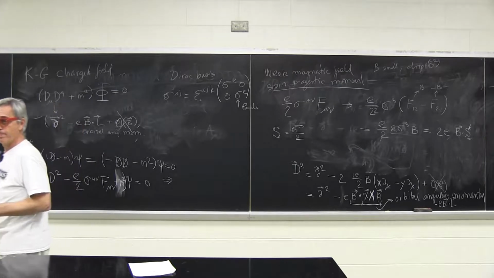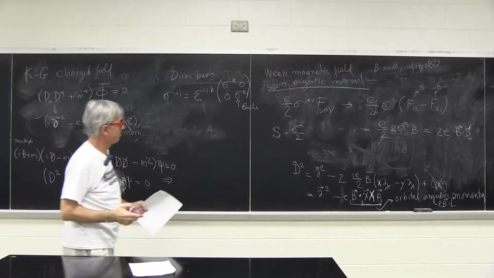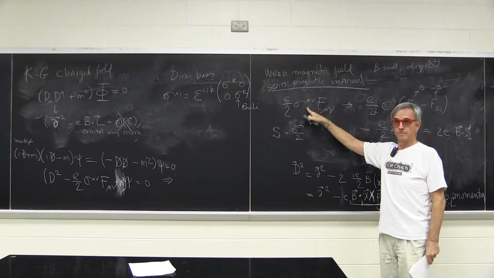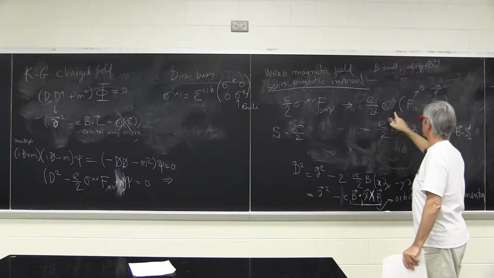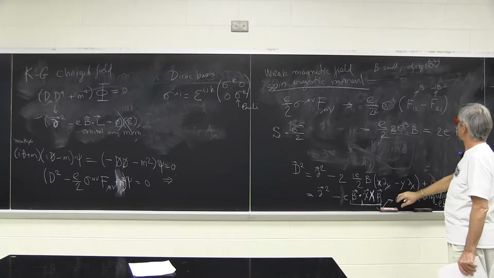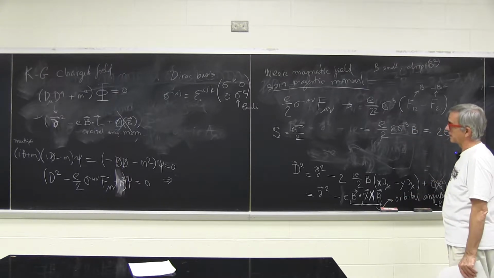Yeah. So the sigma mu nu at the top there. This guy? Right. And then on the right, you just have a regular Pauli matrix. This is a regular Pauli matrix. And how do I do that?